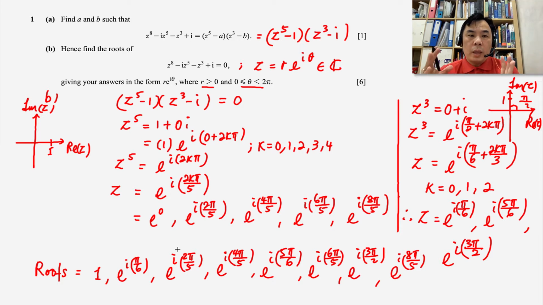We are supposed to have 8 roots here based on the degree. 1, 2, 3, 4, 5, 6, 7, 8. And then there you have it. These are all the 8 roots for this polynomial complex equation. So I hope that is clear. All right. Now, do check out the solution in case I made any mistake. I'm going to move on to the second question shortly.